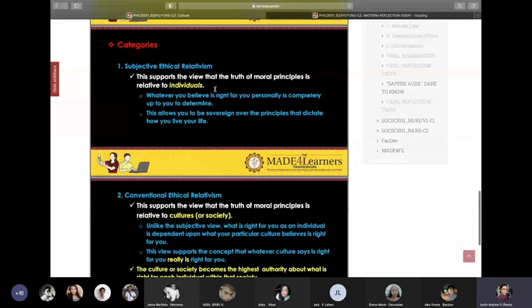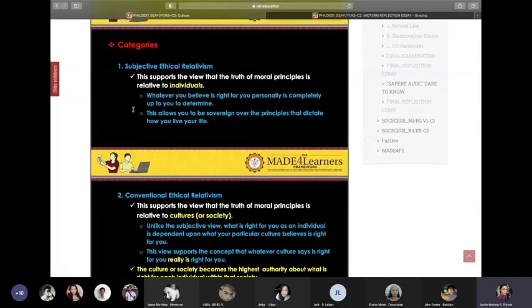Expressed in other terms, subjective ethical relativism says this: whatever you believe is right for you personally is completely up to you to determine. This allows a person to be sovereign over the principles that dictate how he should live his life. It is the individual person who is the master, who determines the principles that dictate how he should live his life. That is subjective ethical relativism.